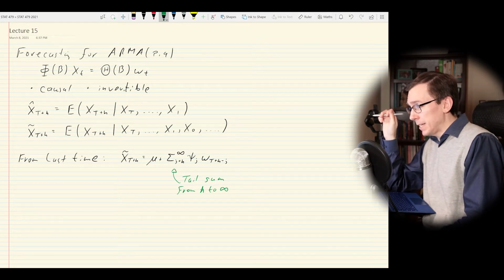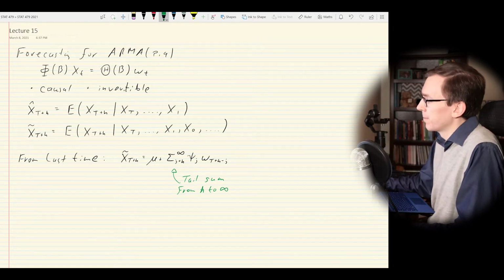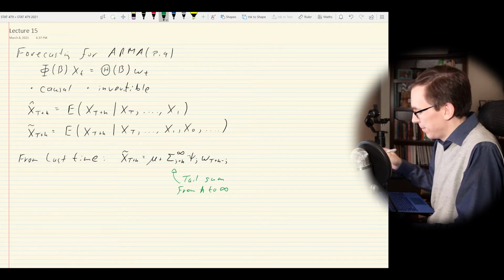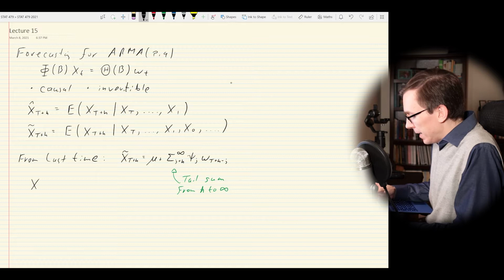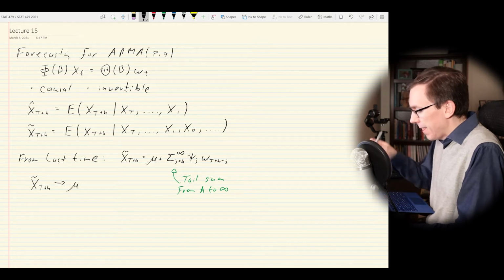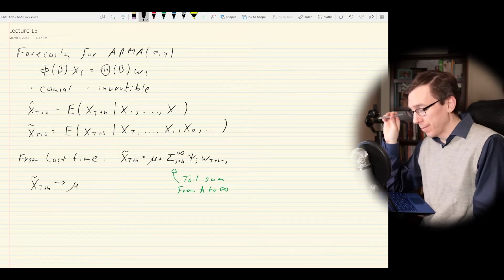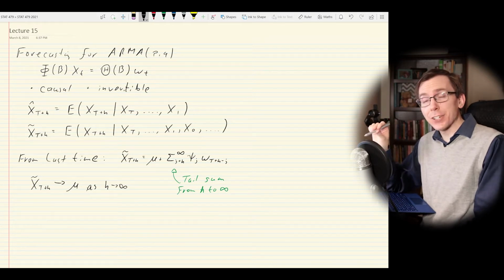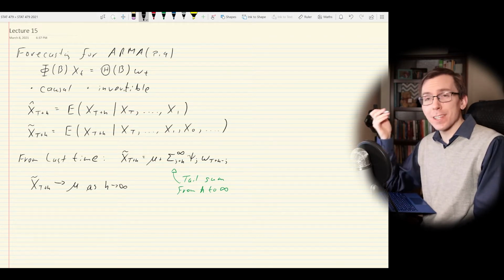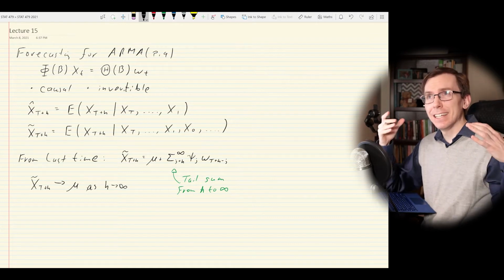And we saw some properties at the end of the last lecture, most notably that in the limit, x tilde T plus h will just converge to the mean. That is, our prediction, as h goes to infinity, I should say. So what that means is that our prediction far into the future is just the mean of the process. And again, this makes sense.